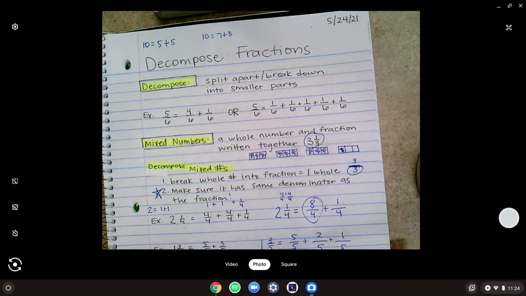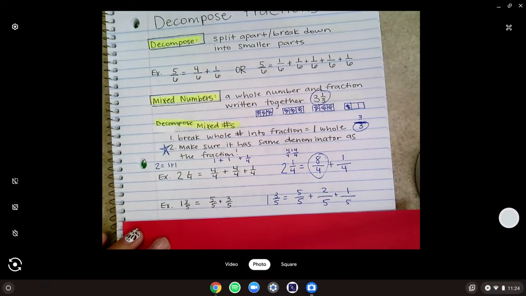Let's take a look at another example. Like if we have 1 3/5, we know that that could be equal to 5/5 because my denominator has to be 5, and I'm making my whole 5/5 plus 3/5.